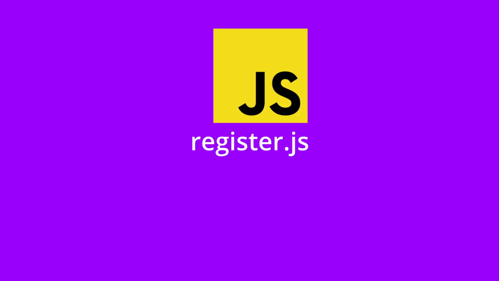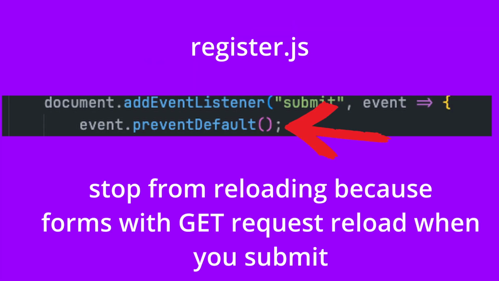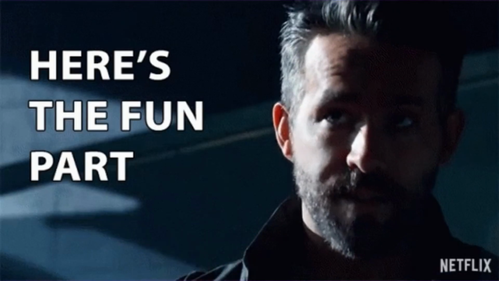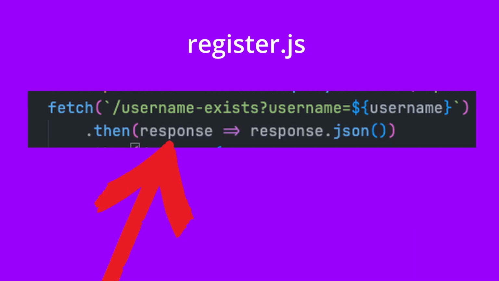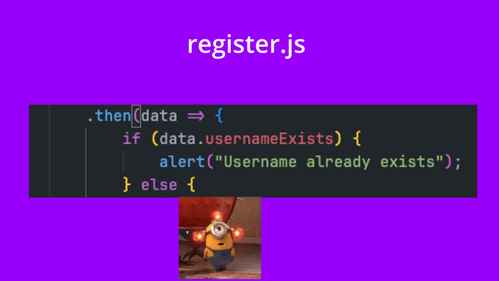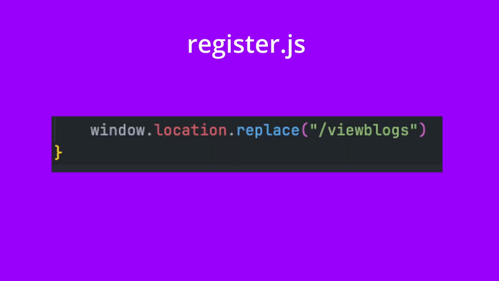Here's register.js. First I wait for the web page to load, then I wait for the form to be submitted. Since the form is a GET request, I stop the form from reloading, then I get the username and password from the DOM. Then it gets a little interesting. I go to a custom route that will return to me if the username exists or not. Then I parse the data. If the username exists, then I alert the user of that message. Else, I make a post request to /register to upload the user. Finally, I direct the user to /viewblogs.